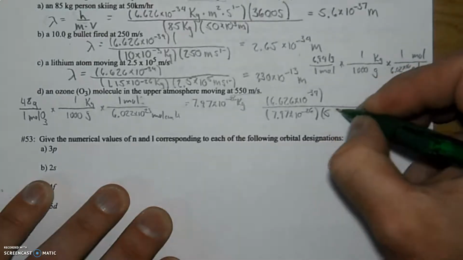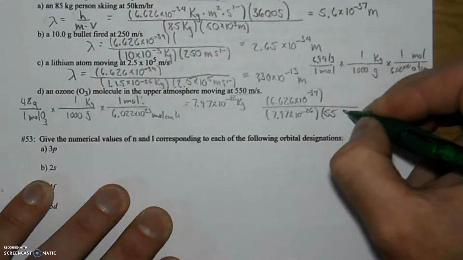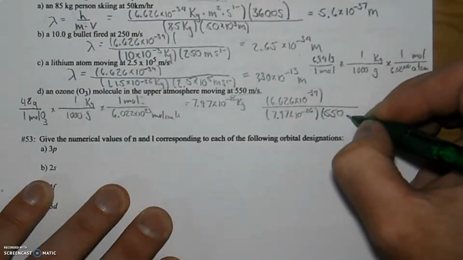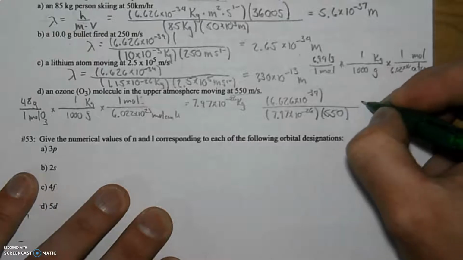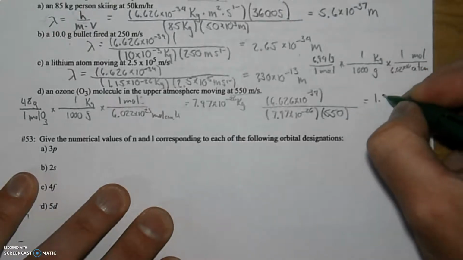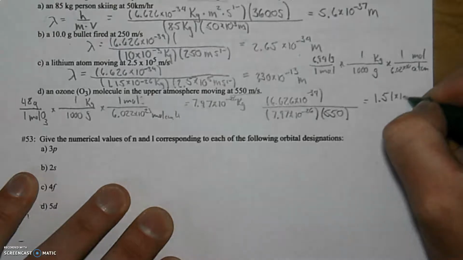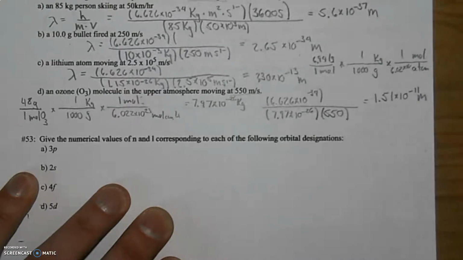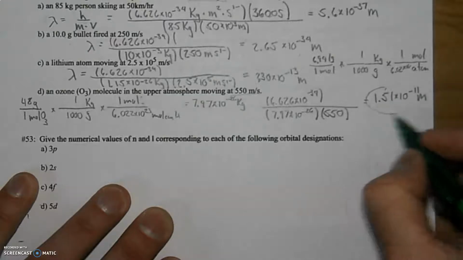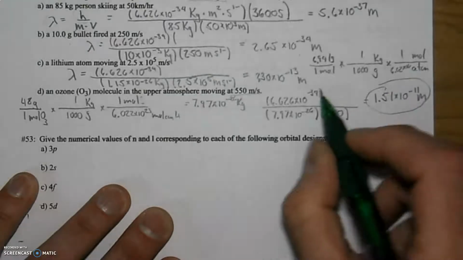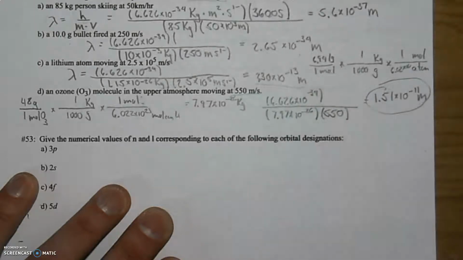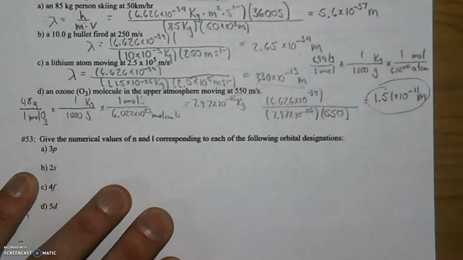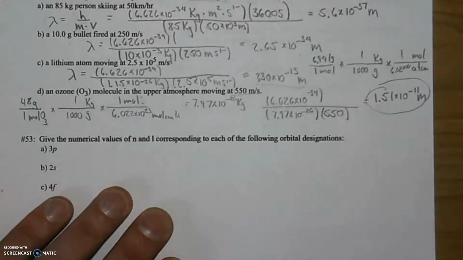And then the speed, make sure it's in meters, and it was given to us that way, 550 meters per second. And that's going to give us an answer of 1.51 times 10 to the negative 11 meters. So that's the answer for that one. So again, sort of similar to what we had on the previous one. Rather small, but not anywhere near as what we had for the previous ones, which were much, much smaller.